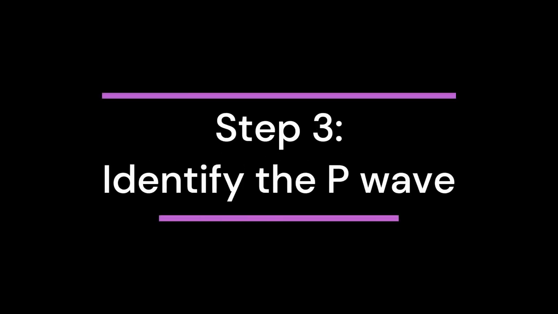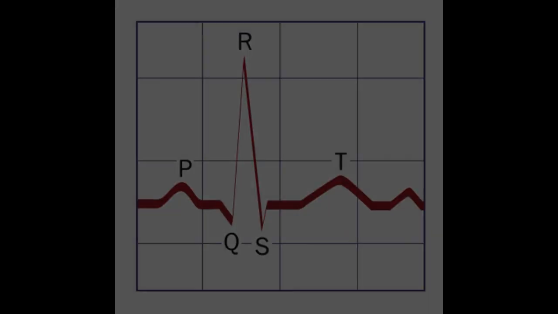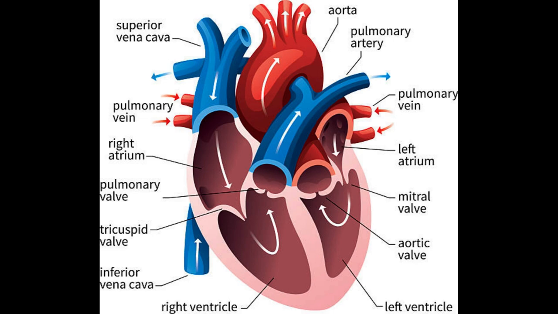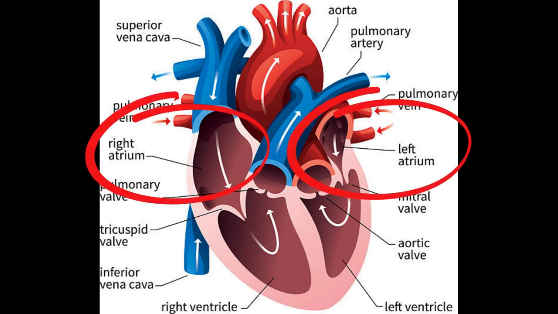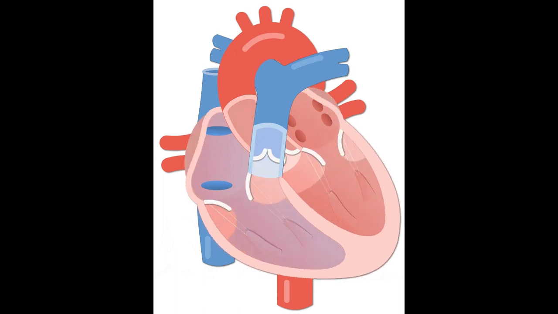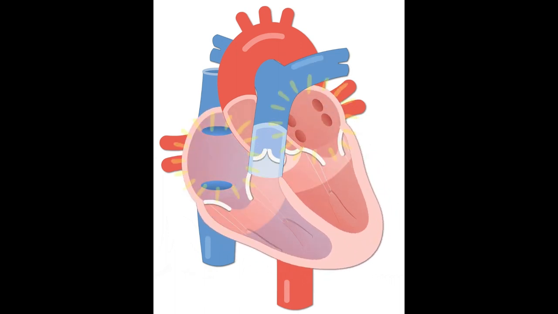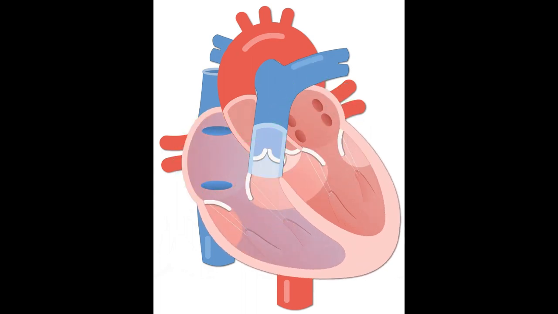Step 3. Identify the P wave. P waves are a type of waveform that can be observed on an electrocardiogram ECG or EKG strip. It is the first positive wave that appears on your EKG tracing of a heartbeat. They represent the electrical activity that occurs in the atria of the heart during a cardiac cycle. We can say that the P wave represents the time at which the two atria of the heart are contracting, pushing blood into the two bottom ventricles.